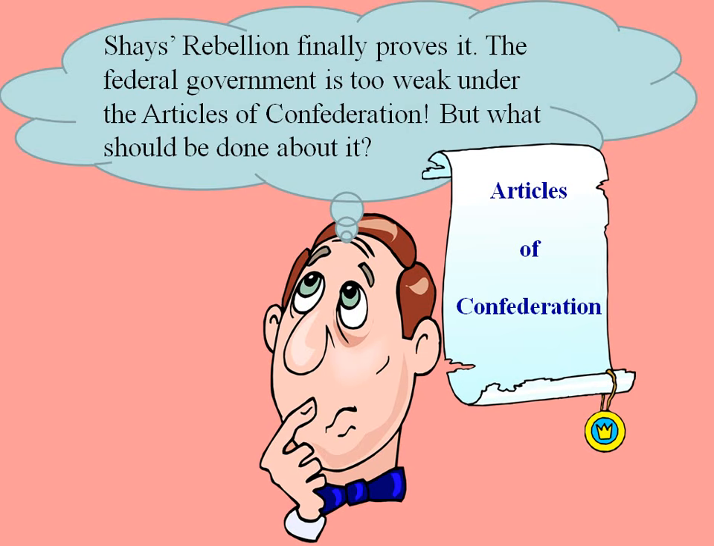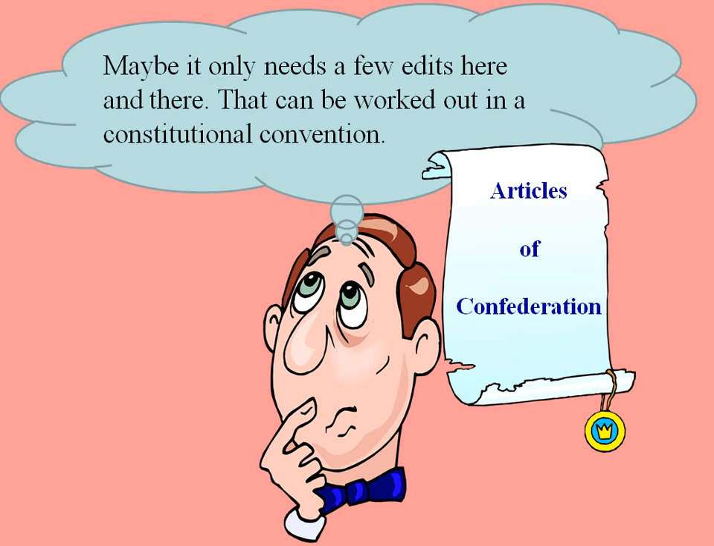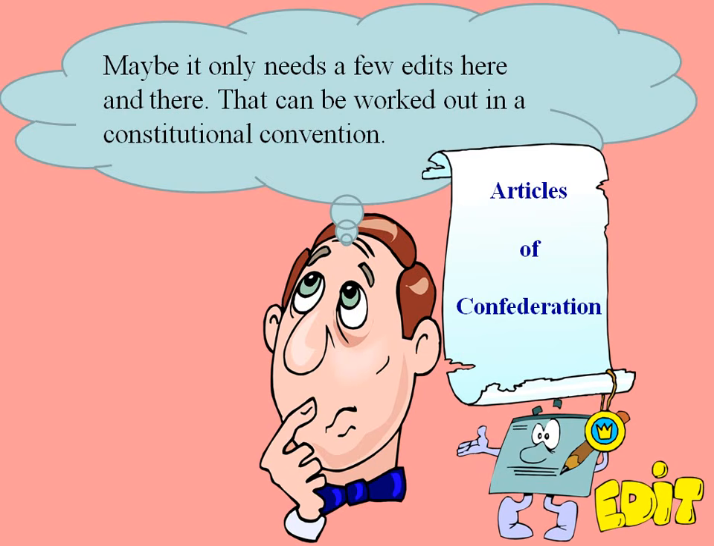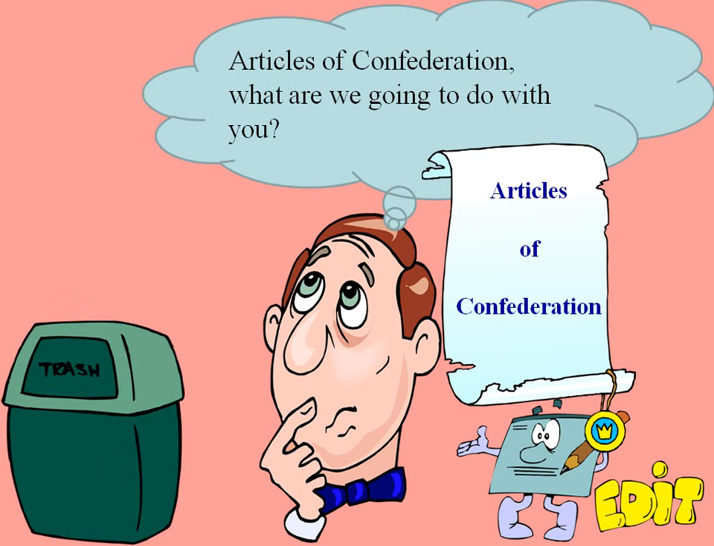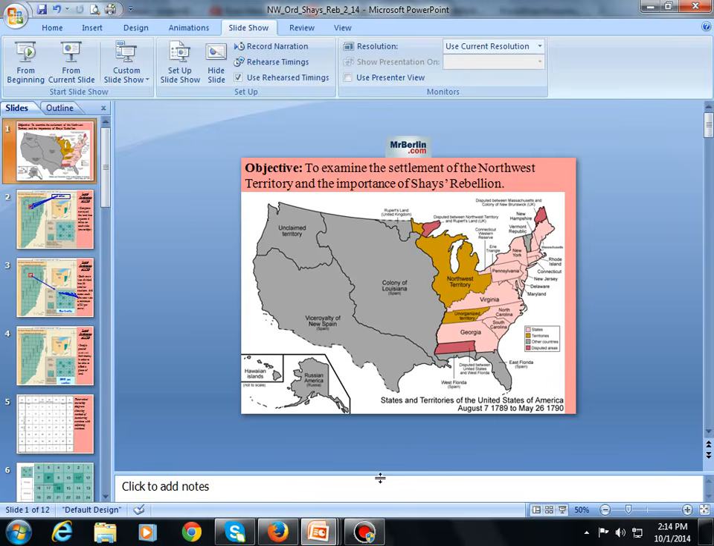The federal government is too weak under the Articles of Confederation, but what should be done about it? Maybe it needs a few edits here and there that can be worked out in a constitutional convention. Perhaps the entire thing needs to be thrown away, thrown out with the trash, and we'll have to create a new constitution from scratch. The Articles of Confederation. What are we going to do with you? I don't know. Let's find out.